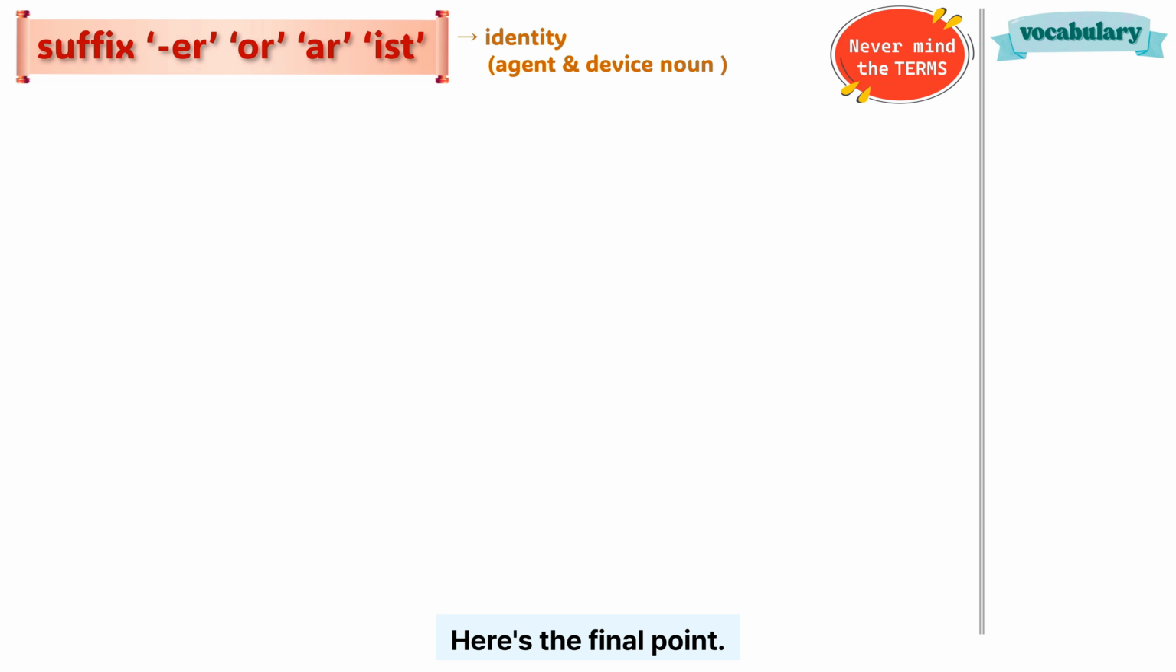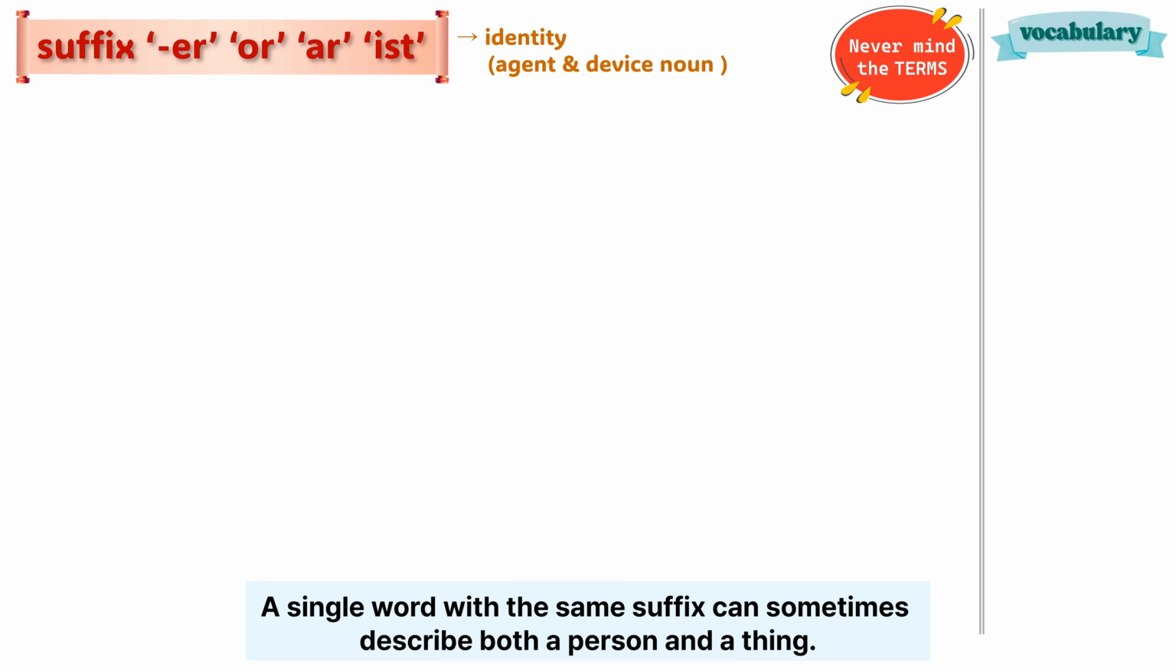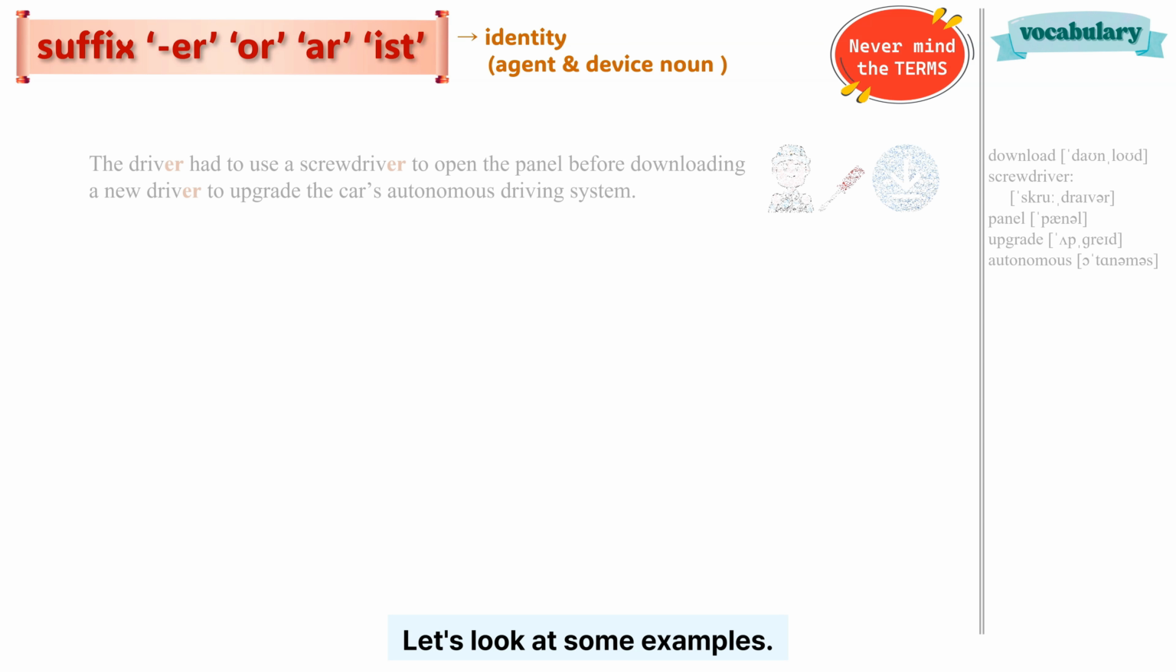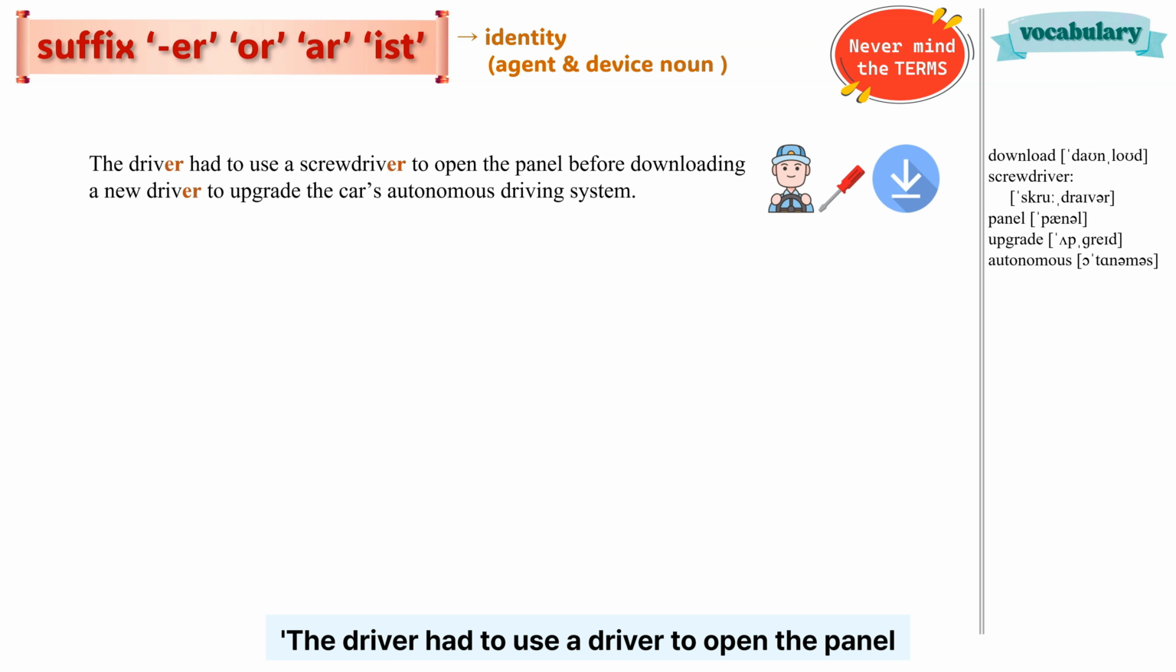Here's the final point. A single word with the same suffix can sometimes describe both a person and a thing. Let's look at some examples. The driver had to use a driver to open the panel before downloading a new driver to upgrade the car's self-driving system. In this sentence, we see three different meanings of driver.